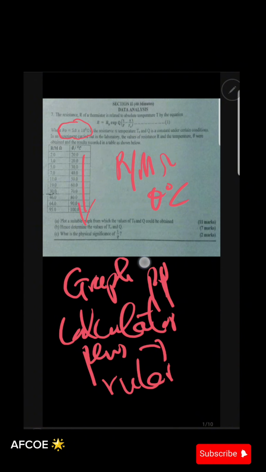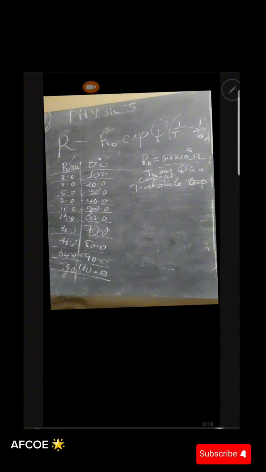So let us begin. The first thing you do is write this equation: R equals R naught into all of this. This is what I copied from the board after we read the question. This is the first thing, what I put on the board as my note.